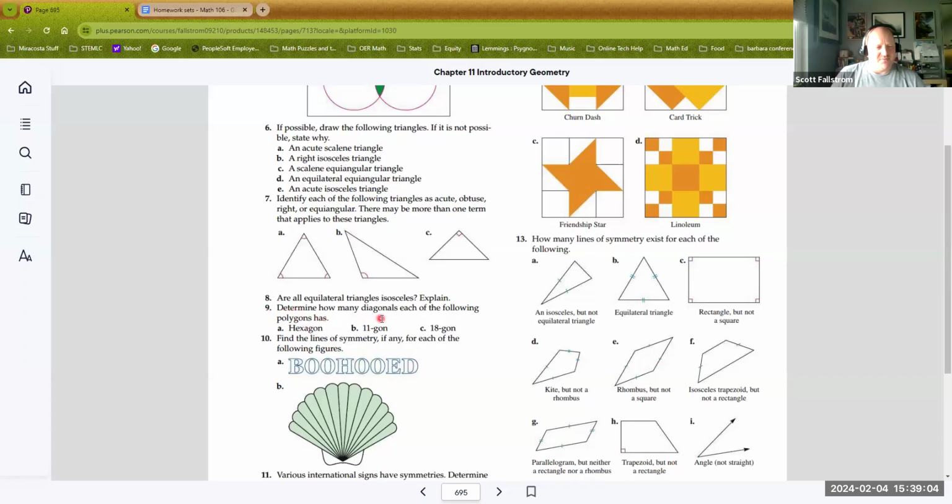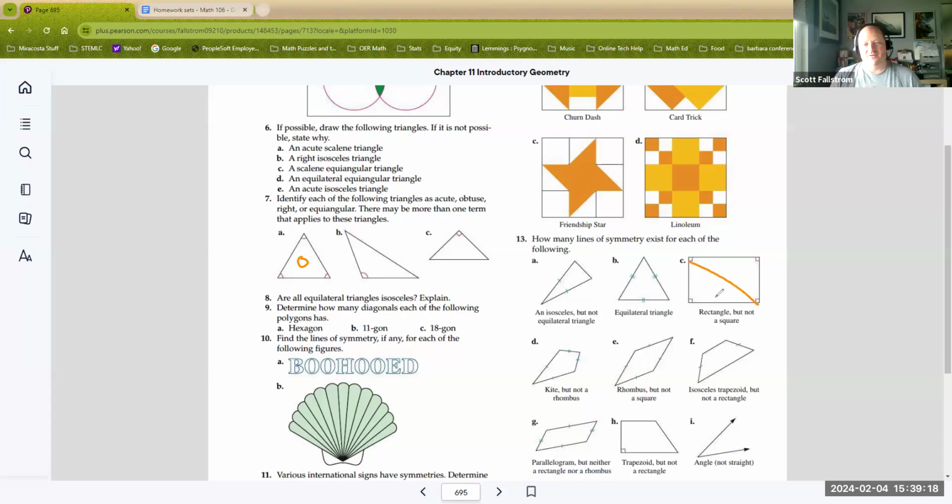Number 9, I think, was my next one. Determine how many diagonals each of the following polygons has. Now it's total diagonals. If you watched the video for the unit, I said a triangle has 0 diagonals, a quadrilateral has 2 diagonals, and a pentagon, we already saw, had 5 diagonals. Maybe there's a connection. Hint, hint, huge connection.